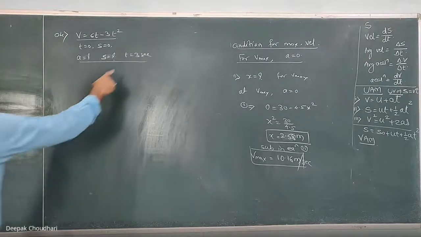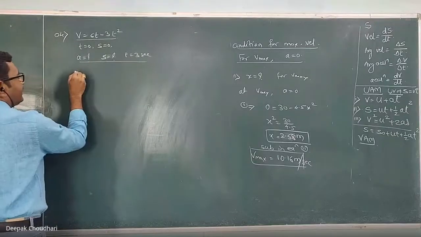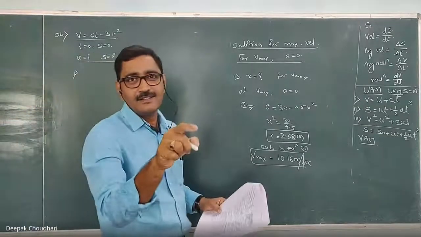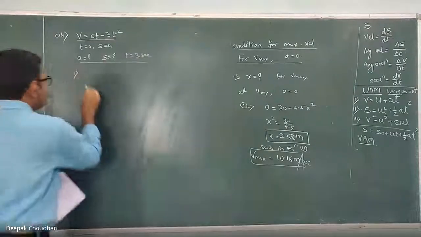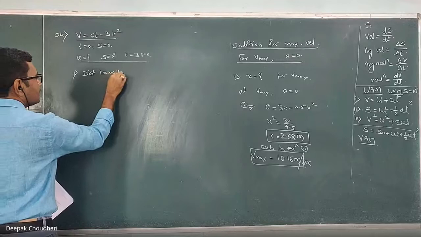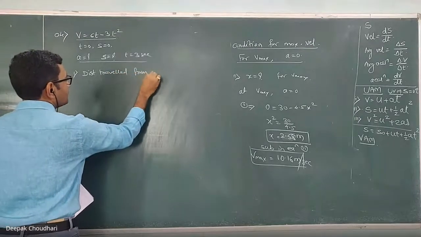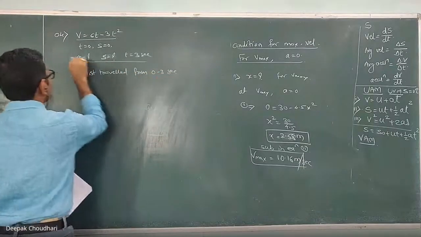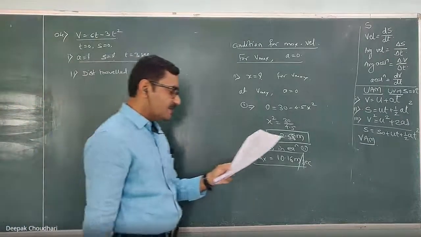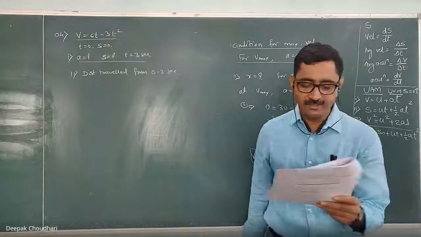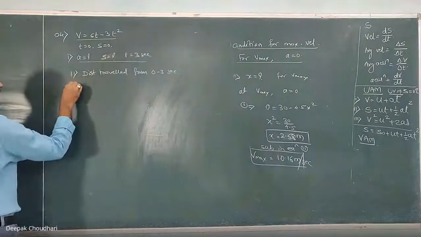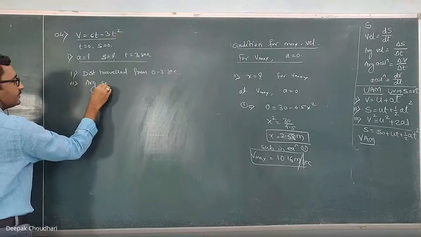Then how far the particle travels during the 3-second time interval? In this 3-second interval, means from 0 to 3 seconds, what do you have to calculate? How far the particle travels from 0 to 3 seconds. It means that you have to calculate the distance traveled from 0 to 3 seconds. This is the first one, this is second. And what is the average speed? In this 3-second interval, you have to calculate the average speed.